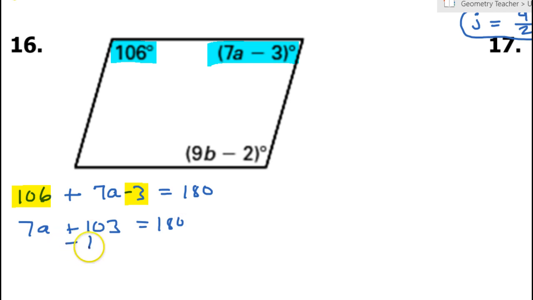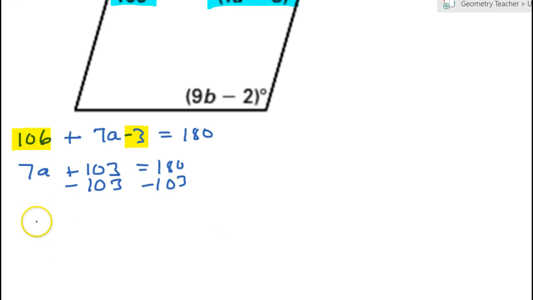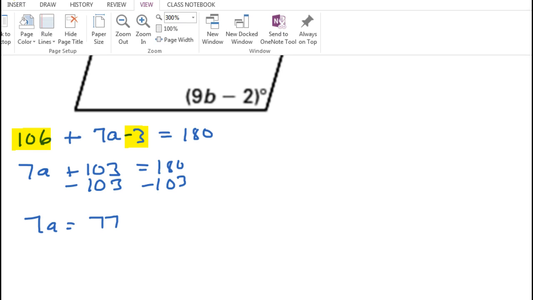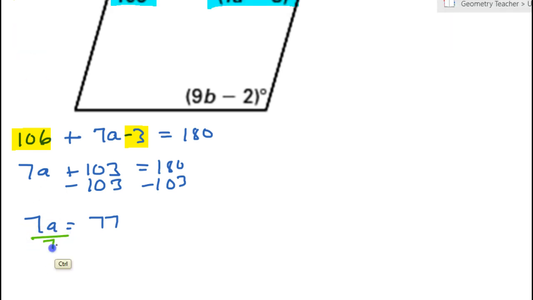Then I would subtract 103 from both sides. That is going to give me 7a is equal to 77. And then when I divide both sides by 7 to get a by itself, I discover that a is equal to 11.